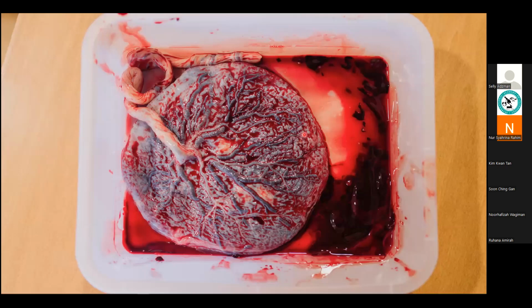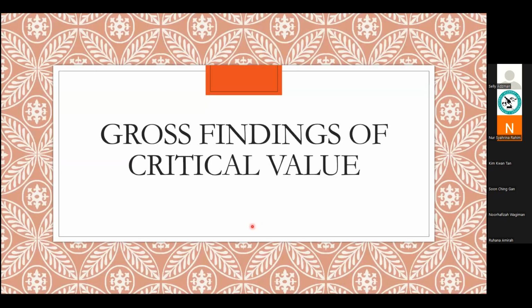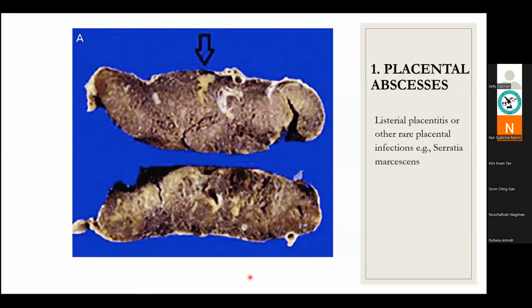So basically, during grossing, we need to assess the cord, the disc, which is the fetal and also the maternal part, inclusive of the membrane as well. I will start with the gross findings of critical value. I'm sorry, this is the best that I can find for the pictures.